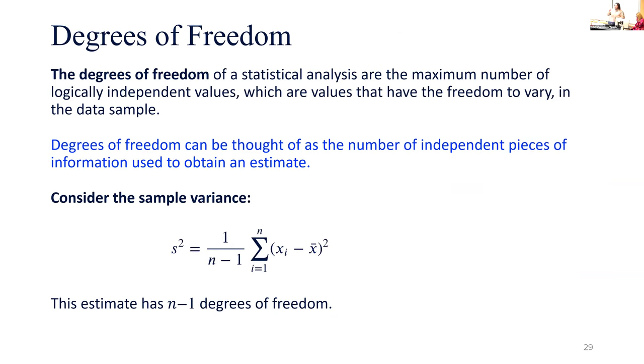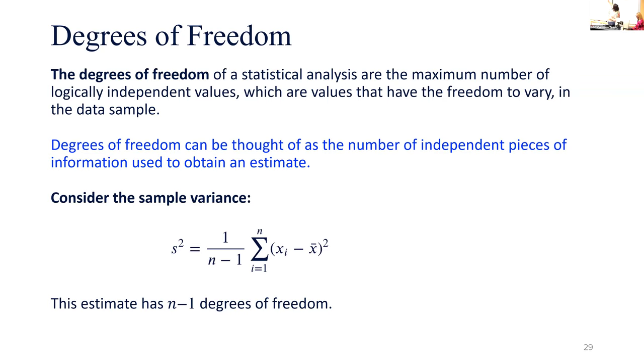All right. I'm going to quickly explain degrees of freedom because this is a term that gets thrown around all the time and I don't think it's well understood. The degrees of freedom of a statistical analysis are the maximum number of logically independent values, which are values that have the freedom to vary in the data set. So degrees of freedom can be thought of as the number of independent pieces of information used to obtain an estimate. How many pieces of information have been put together in order to produce this estimate?